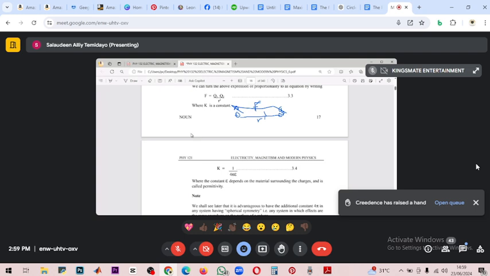The value of K for air, please someone should tell us so everyone will write it down. I don't want to be writing with this drawing stuff. I'm not so comfortable writing with it.